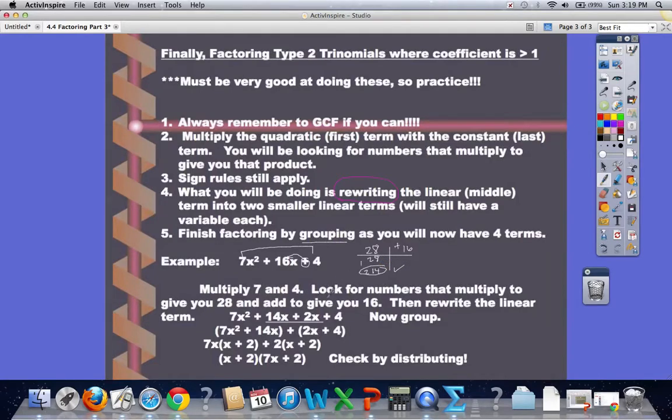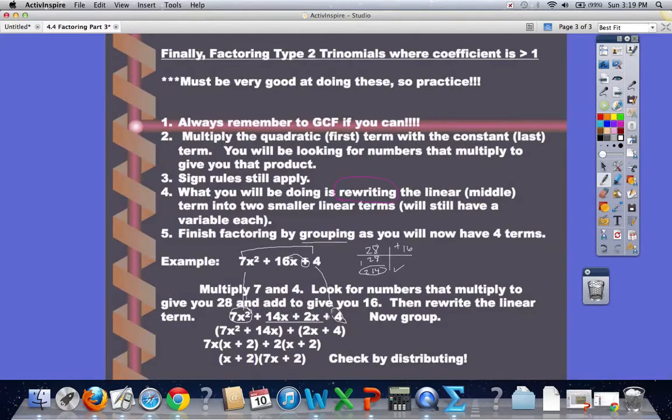Then you're going to rewrite your linear term. Now notice what I did. I went ahead and filled this out for you. You rewrite only the middle. So you bring down the quadratic term, that stays the same. Same thing as this. And you bring down the constant term. That did not change. You're just rewriting the middle. So instead of having 16x, I can break that down into 14x plus 2x, or 2x plus 14x, whichever way you want to do it. I just happen to write 14 first. So 14x plus 2x makes the 16x.